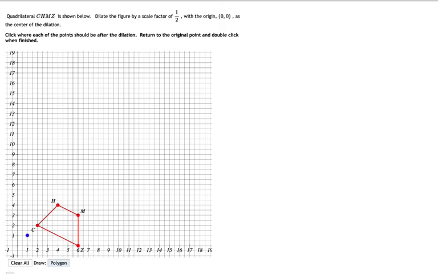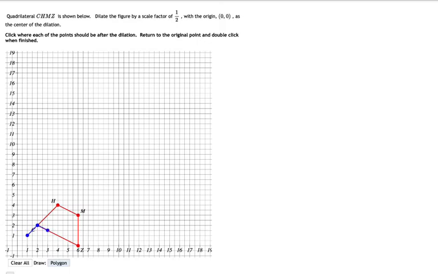Next, we would do the same thing for H from the origin. So to get to H, you're rising 4 and you are running 4 to the right. Well, half of that is from the origin, and you always have to go back to the origin, is rising 2 and running 2. So right there would be H prime. Point M from the center of dilation, the origin, we are rising 3 and we are running 6 to the right. Half of each of those would be up 1.5 and running 3 to the right. So there is M prime.